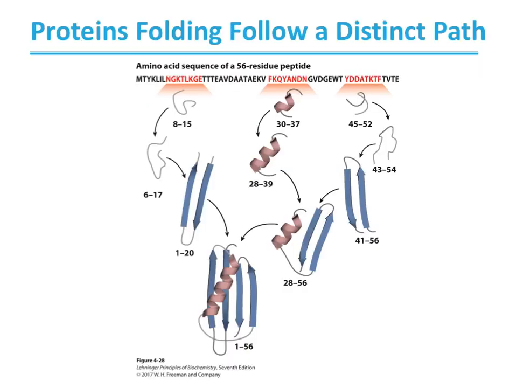This schematic shows how a protein might fold. First, small regions of secondary structure are assembled and then gradually incorporated into larger structures. So over here, residues 1 through 20 form this anti-parallel beta sheet, as do residues 41 through 56, which then combine with the alpha helix here, and then they all get assembled into the final protein.